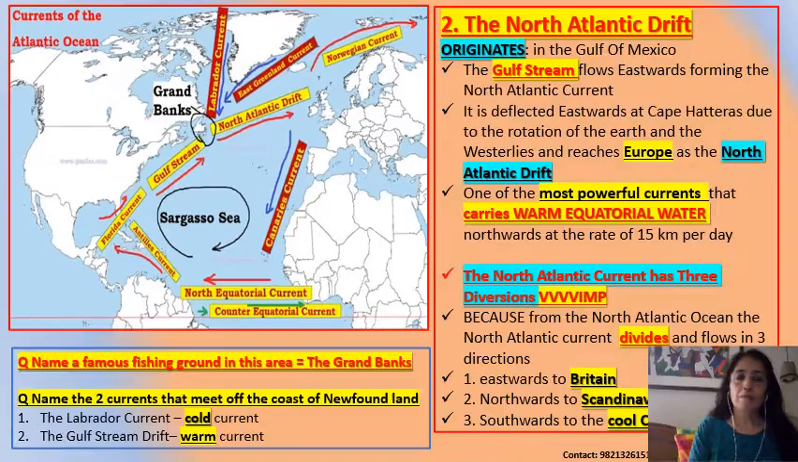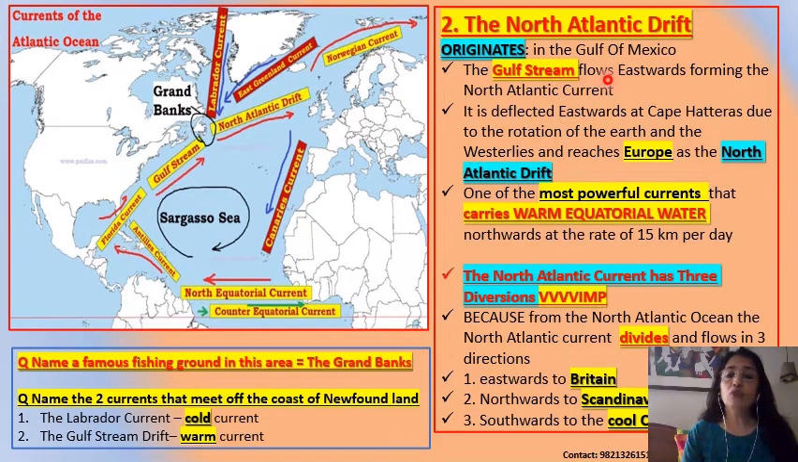Okay. Now we continue with the second current. The first one we did was the Gulf Stream drift. The second important one is the North Atlantic drift. Where does it originate? It originates in the Gulf of Mexico. You may be asked, where does it originate? If you were asked what is the origin of the Gulf Stream drift, you should say Cape of Hatteras and Florida current. If you are asked the origin of the North Atlantic drift, you should be able to say this is the Gulf of Mexico. It originates from there.